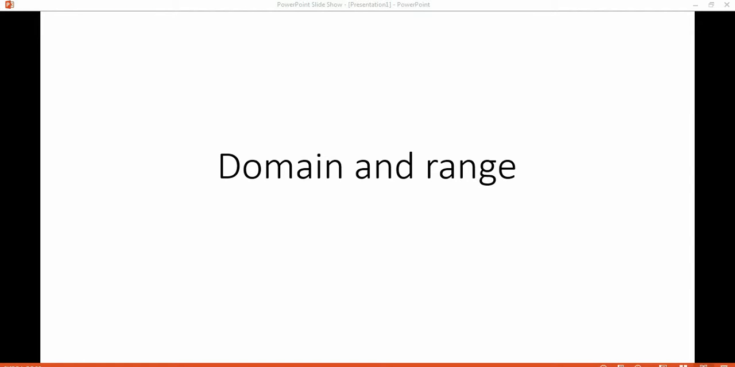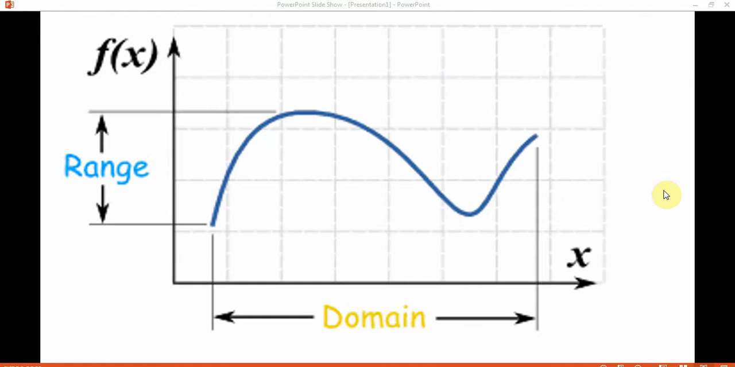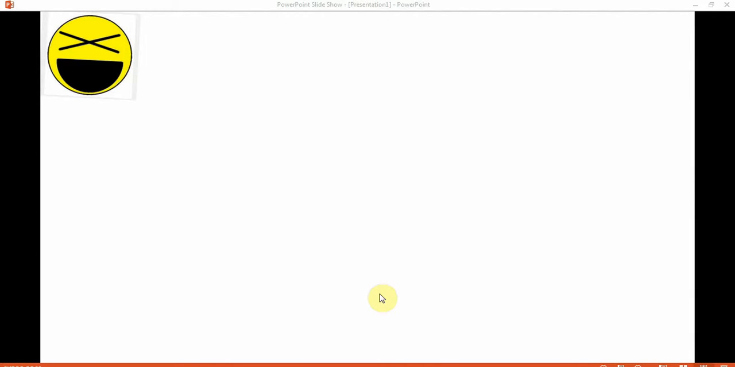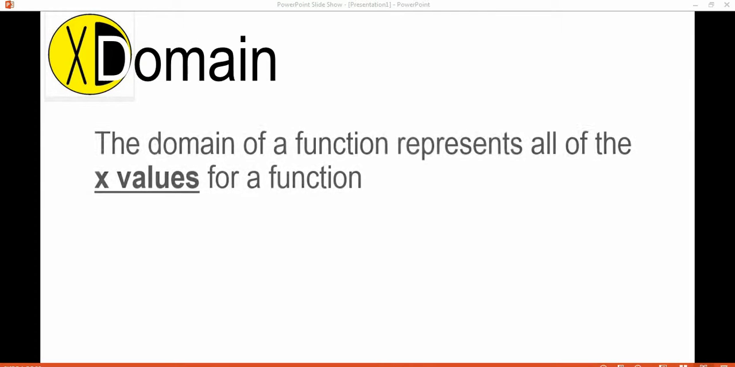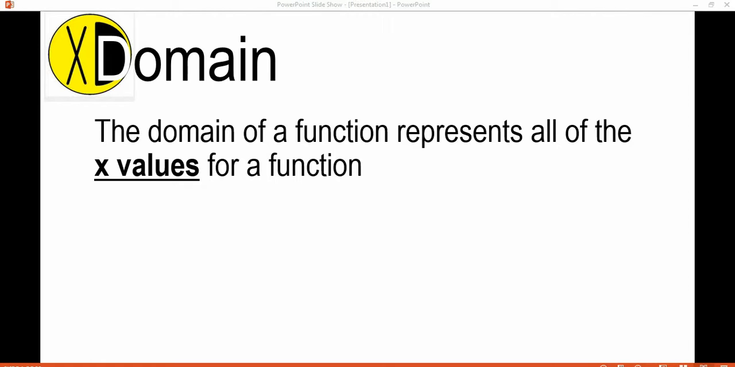Okay, today we're going to review domain and range of a function. Quick overview on domain and range. Range is the vertical distance a function covers. Domain is the horizontal distance a function covers. So focus on domain. Domain is, like we said, the horizontal distance that a function covers, which is the x values, all the x values for a function.